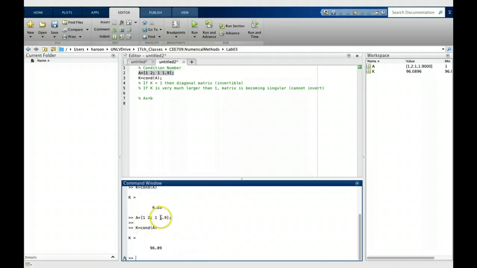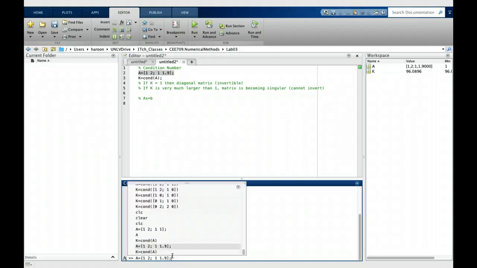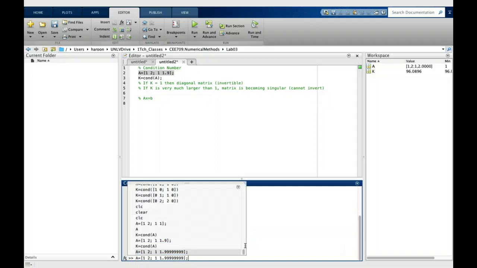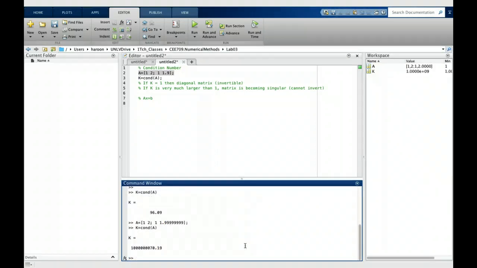As you can see, by just changing that 1 to 1.9, the condition number has become 96, which is much larger. Now try again by putting a couple more 9s, so 1.999, which means you're basically converting this into two identical lines, and again check the condition number. You can see how this has become very large, which means it's going to be very tough to invert this matrix.